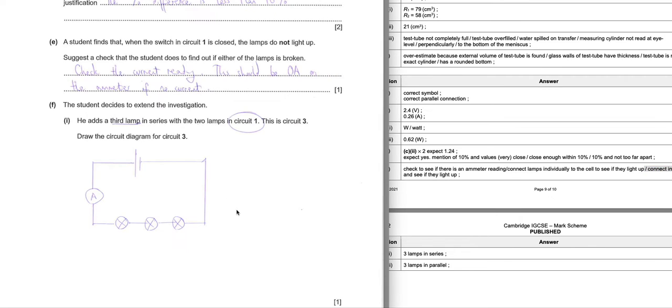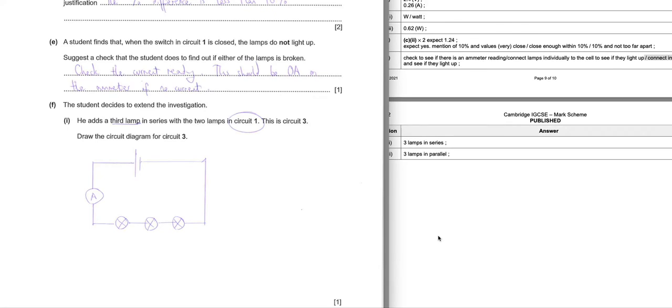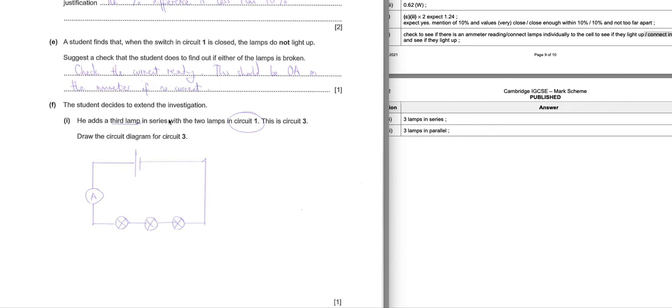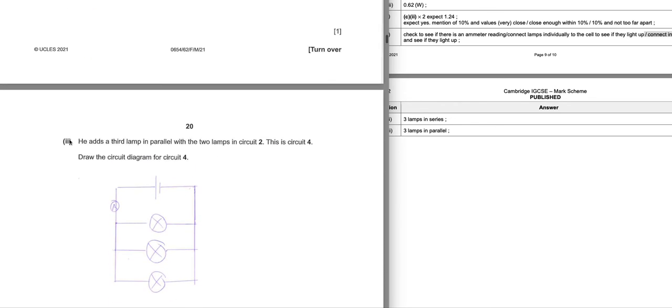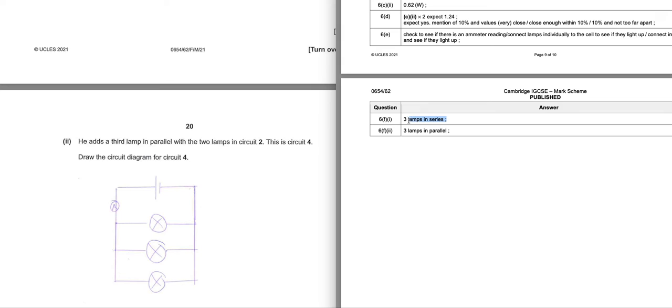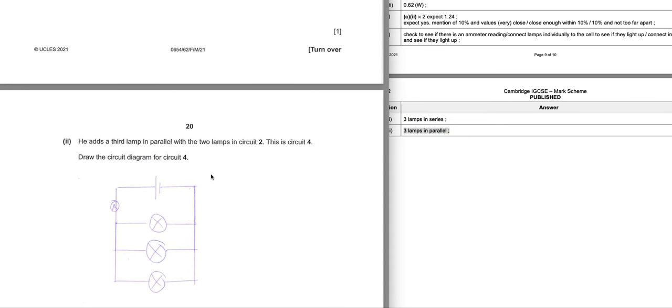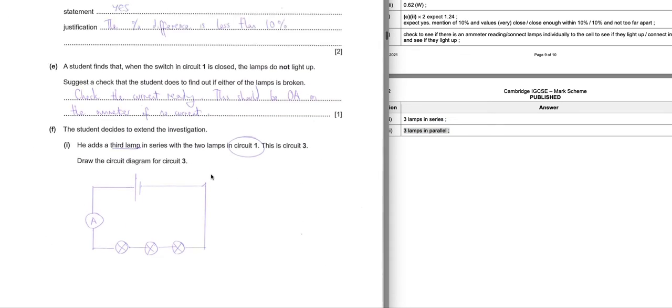Last one then, or last two, and this is a very simple question we're asked. We add a third lamp in series. This is circuit 3. So what we want to do is draw the circuit diagram, but not with 2 lamps in series, but with 3. So we've got 3 there in our chain. It then says we're going to add them in parallel with the 2 lamps in circuit 2. Circuit 2, you can see here, we add another one in parallel. That's what it means by these 2 answers here: 3 lamps in series, 3 lamps in parallel. So a couple of marks there just for doing some correct sketches.